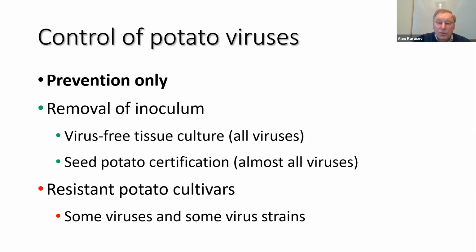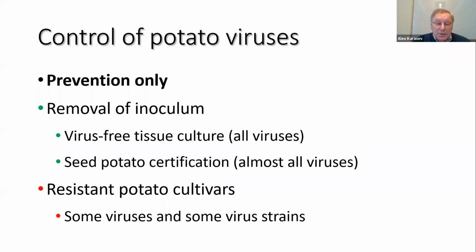First of all, it's removal of inoculum, because of the heavy reliance on seed potato used for propagation. Once the industry switched to virus-free tissue culture, it became much easier to control potato viruses. Through use of virus-free tissue culture for potato cultivars grown in the field, and also through the systematic use of seed potato certification, almost all viruses can be controlled, possibly with the exception of the two soil-transmissible viruses that I mentioned, mop-top and tobacco rattle virus.